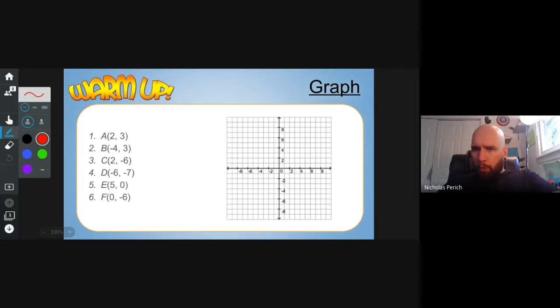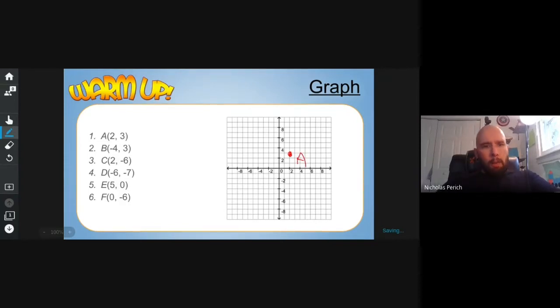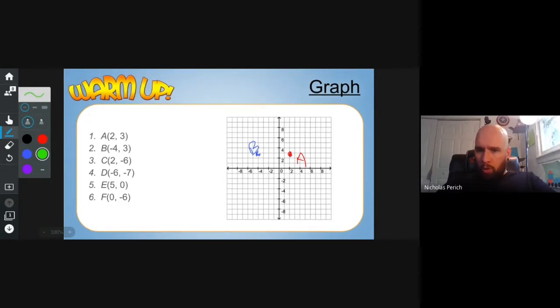A is 2, 3, which means right 2, up 3, put a dot there and call it an A. B is -4, 3, so go left 4, go up 3, put a dot there and call it B. C is right 2, -6, so right 2, down 6, put a dot there and call it a C. D is -6, -7, which means left 6, down 7, put a dot there and call it D.